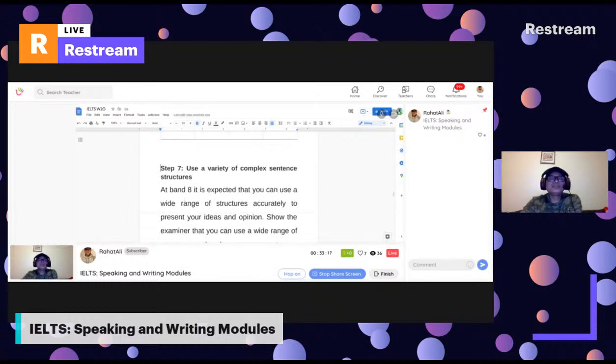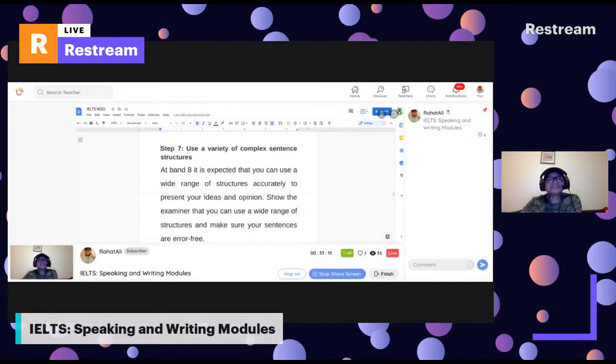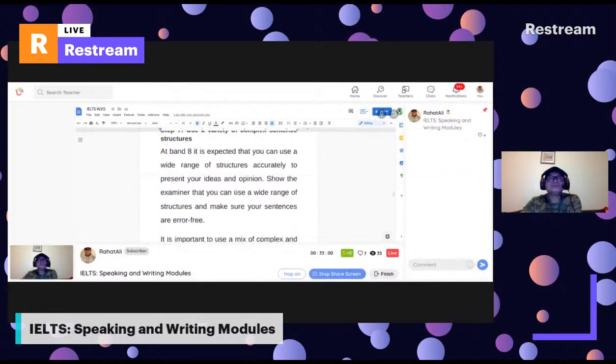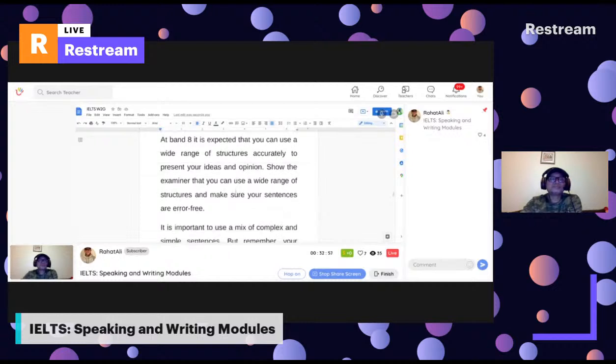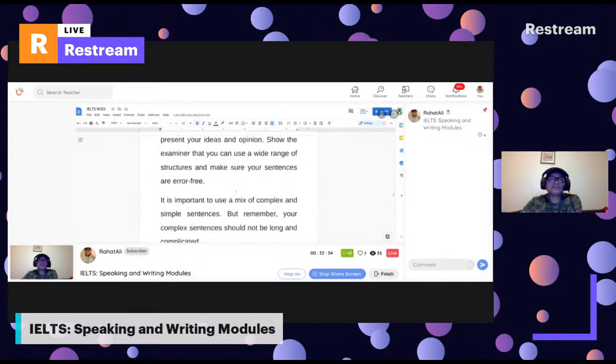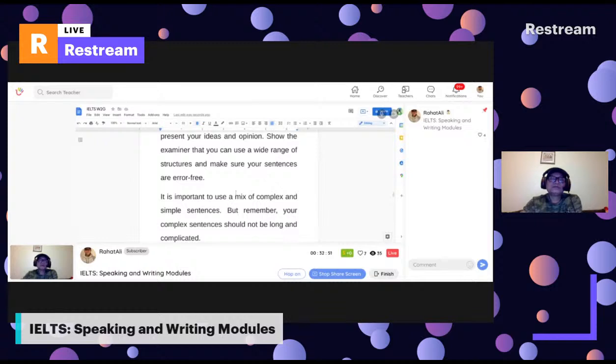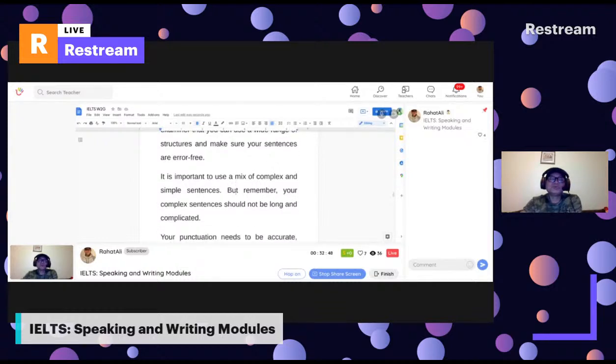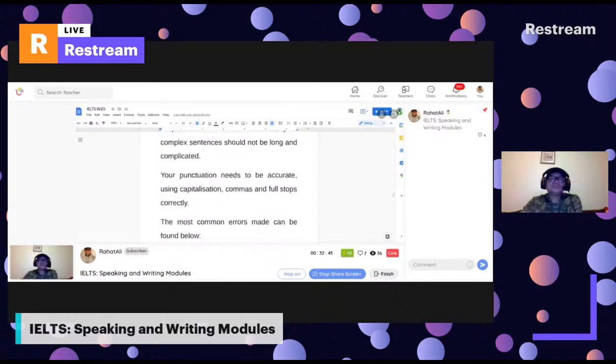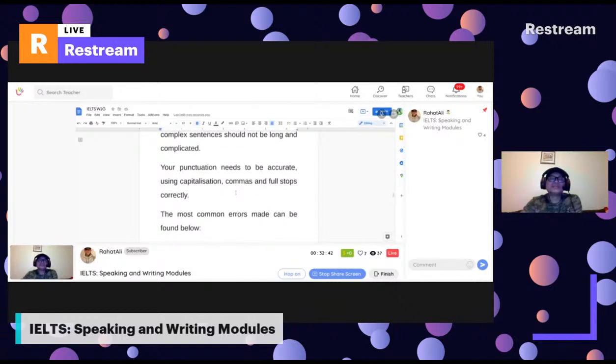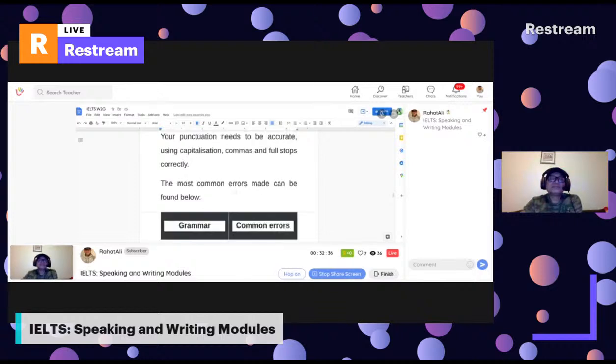Step number 7: Use a variety of complex sentence structures. At band 8, it is expected that you can use a wide range of structures accurately to present your ideas and opinions. Show the examiner that you can use a wide range of structures and make sure your sentences are error-free. It is important to use a mix of complex and simple sentences. But remember, your complex sentences should not be long and complicated. Your punctuation needs to be accurate, using capitalization, commas, and full stops correctly. The most common errors can be found below.